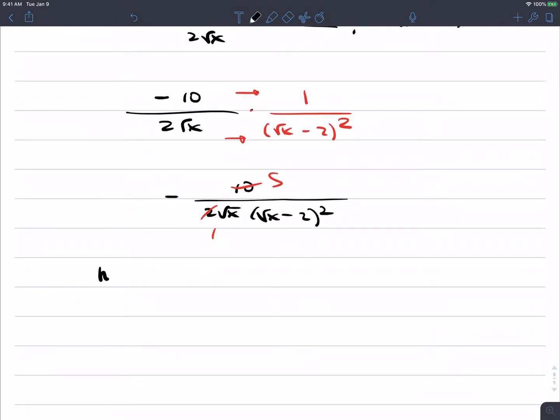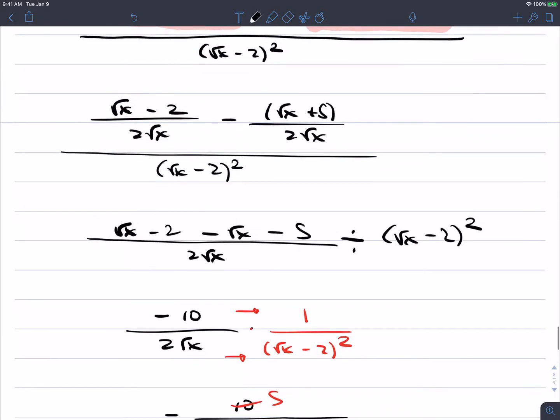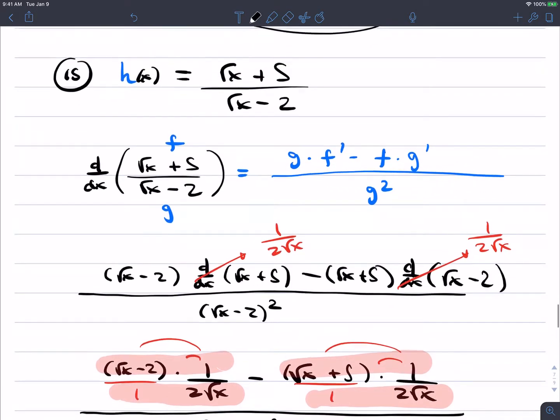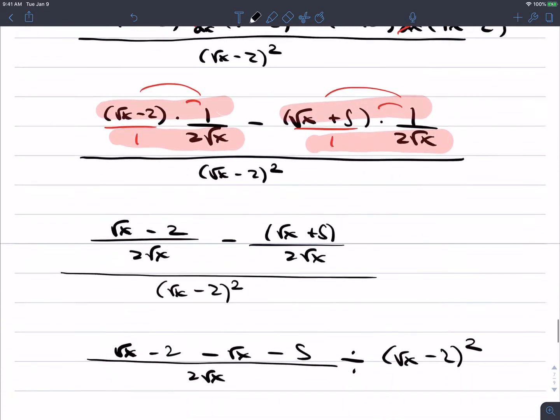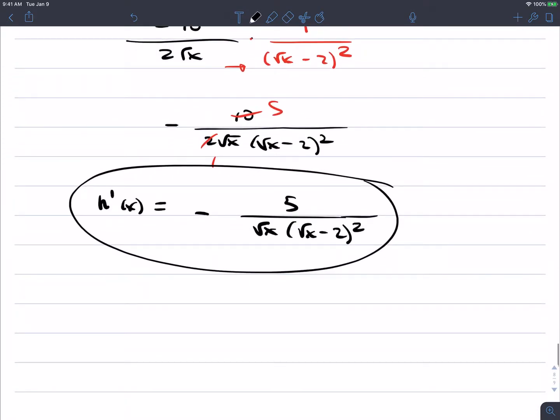So your derivative will be negative 5 over the square root of x, the square root of x minus 2 squared. And you're done. So this here is using the quotient rule for number 15. And you have to go through all this algebra here.